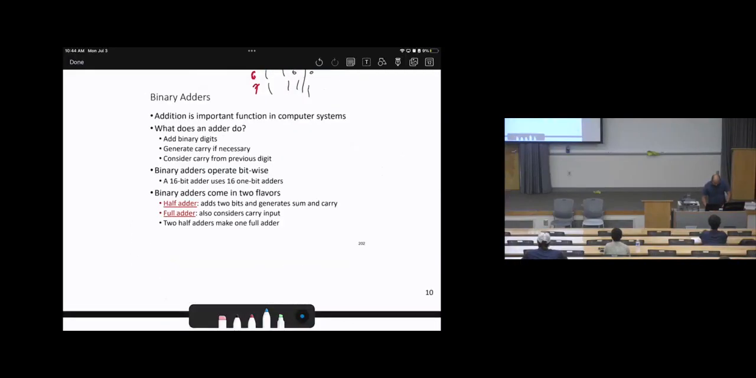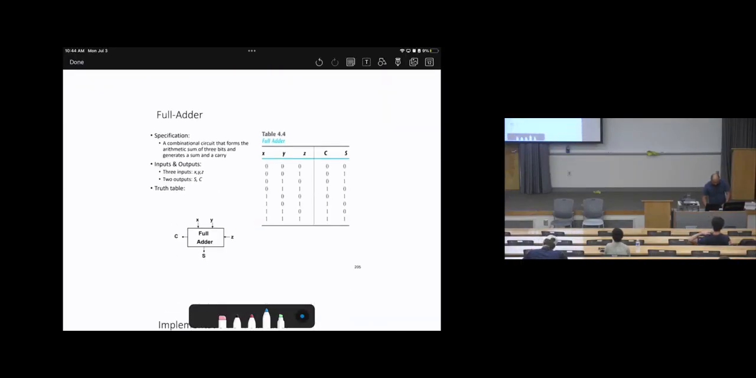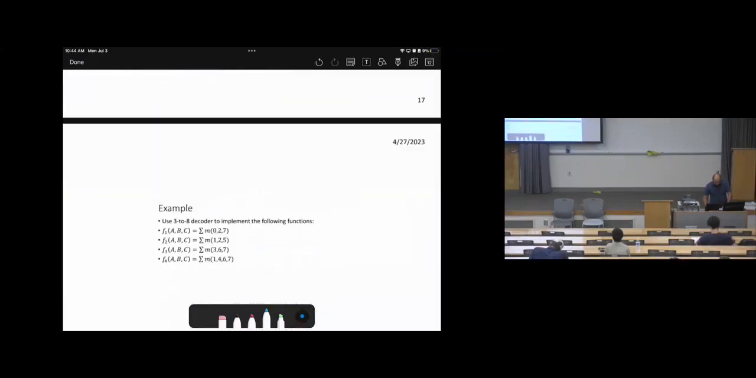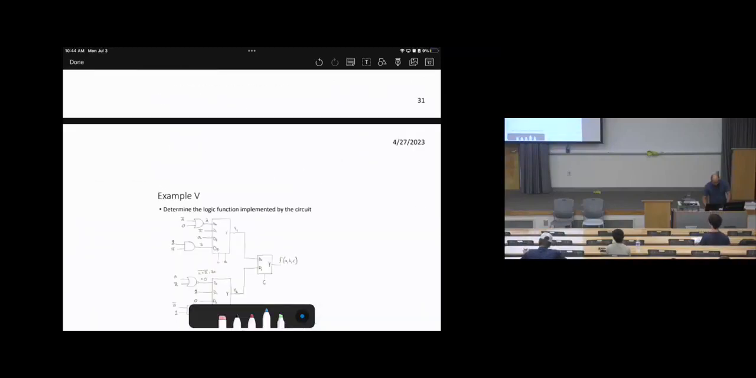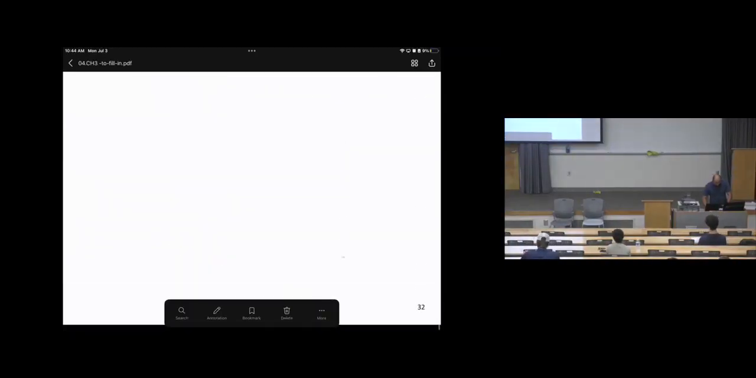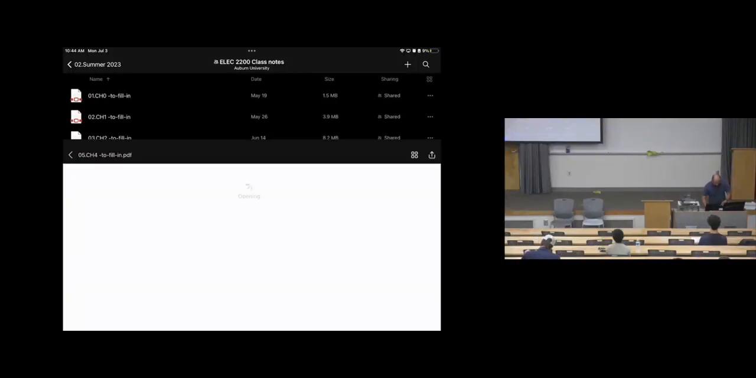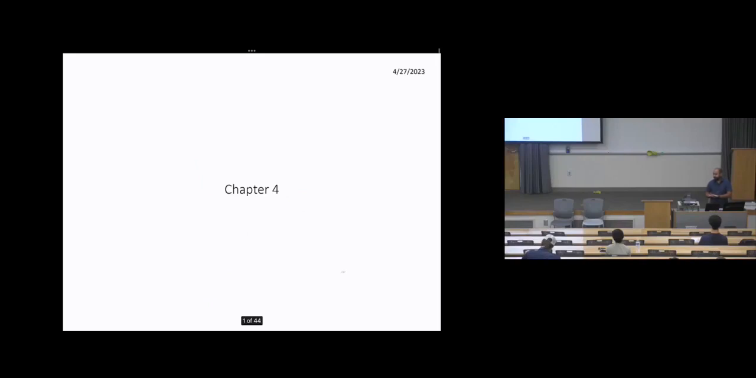So here, the binary adders, or the next slides, we already discussed this in the previous lecture. So multiplexers, decoders, adders, encoders, active low, active high. It's already been discussed. Then the next topic will be in chapter 4, which is sequential logic circuits. Okay?